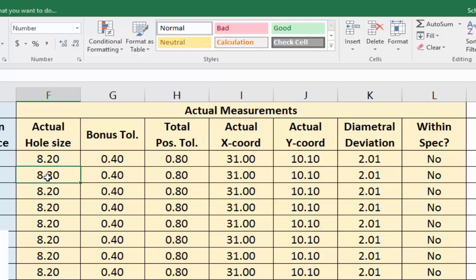For instance, I could say, what if the part was 8.0 and the actual x-coordinate was 29.8 and the actual y-coordinate was 9.9. I could see that the deviation was 0.45 and that I would have a 0.6 allowable tolerance and that that would be within spec. I would encourage you to create a spreadsheet like this of your own. It will certainly make your assignment in this unit easier and may even turn out to be a good tool that you use in your career.